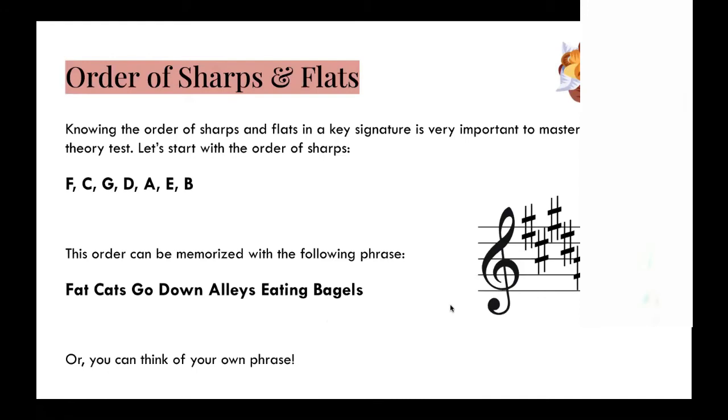Okay, and following from what we just talked about, we're going to make sure you guys know the order of sharps and flats, since that's also very important to mastering the theory test. So here's the order of sharps. It goes F, C, G, D, A, E, B. And when I learned this in elementary school, my book memorized it with the following phrase, "Fat cats go down alleys eating bagels." That's memorable for me, but you guys can always think of your own phrase to help you memorize these 7 letters. And as you can see here, those are all the 7 sharps written in the right order.